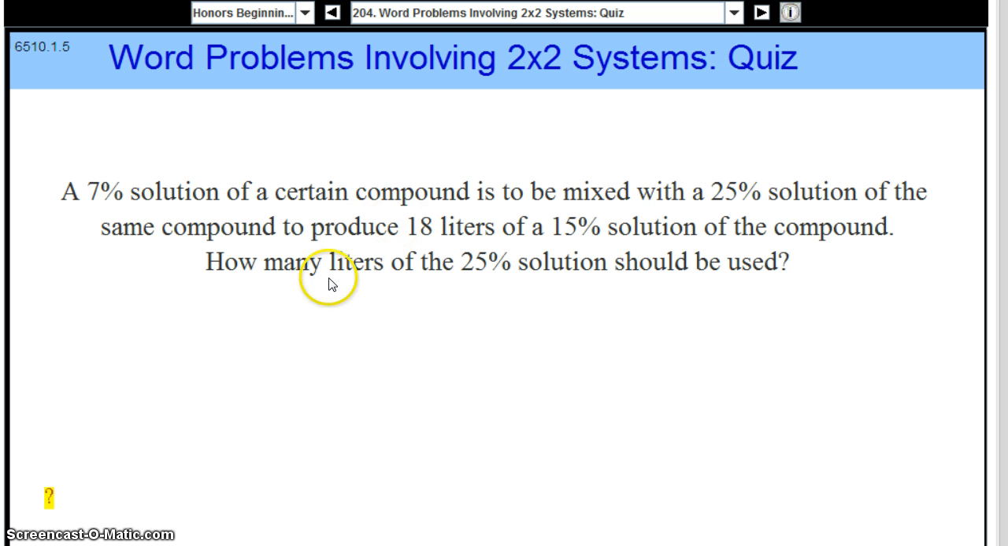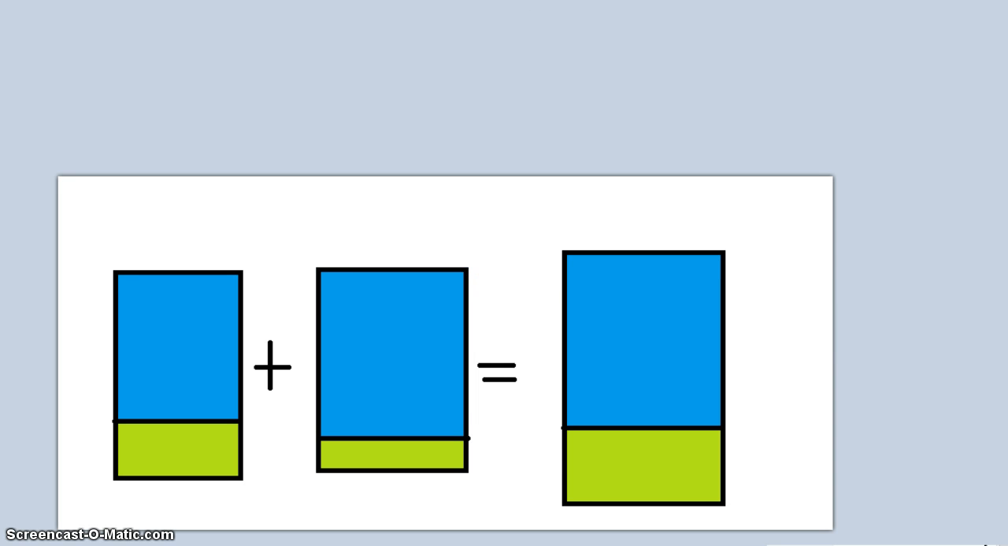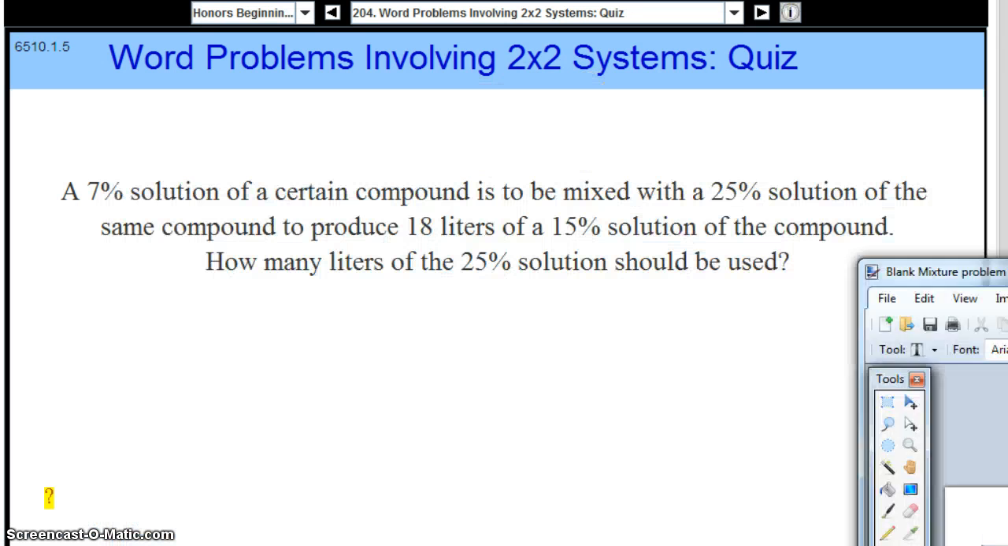So my favorite method for solving these is to draw a picture. And here's my blank picture so far. It's one solution plus another equals an even bigger one. And we fill in the information. So let's first take a look.